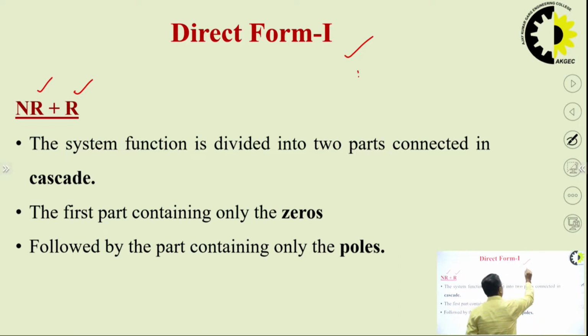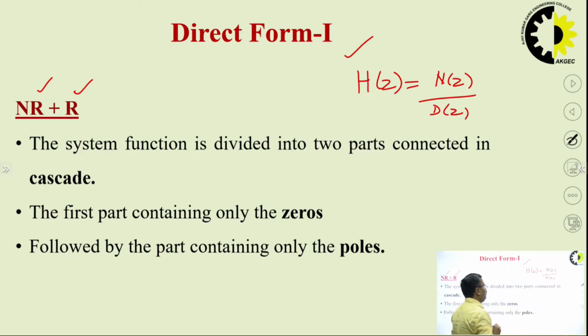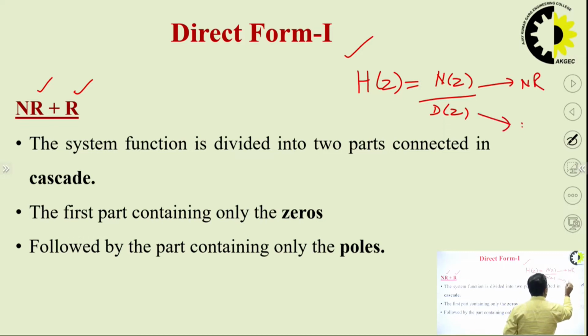If H(z) is given to you, that is N(z) by D(z), always this part shows the non-recursive term and this part shows the recursive term. So in direct form 1, firstly you have to realize your H of Z, your structure of the IIR digital filter, non-recursively. And second, you have to realize recursively. So the system function will be divided into two parts connected in cascade.